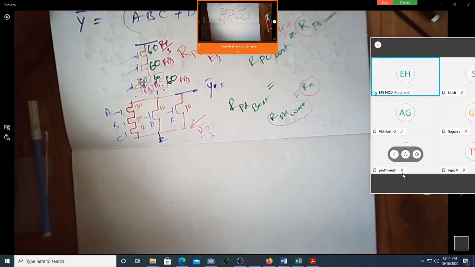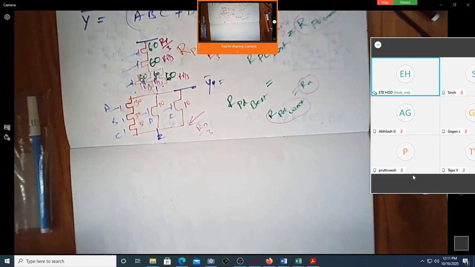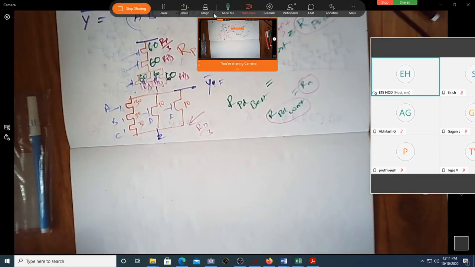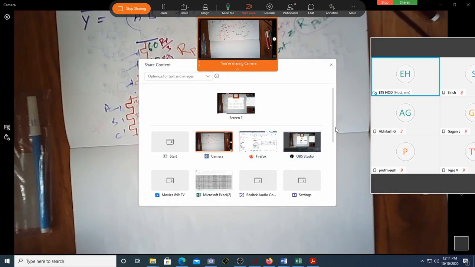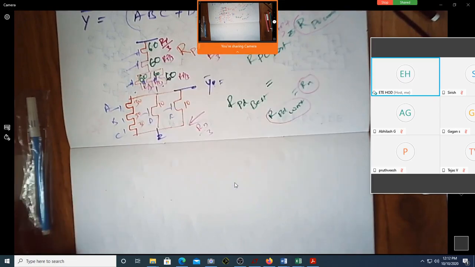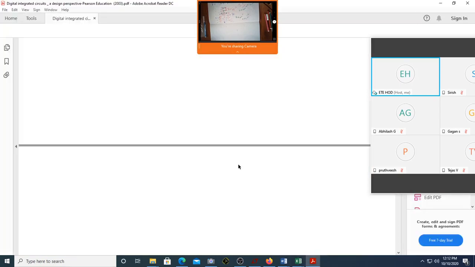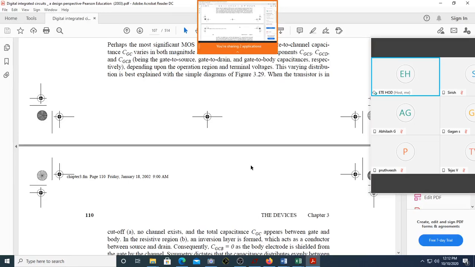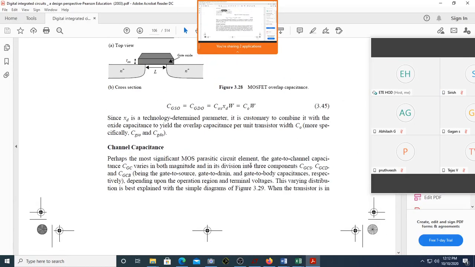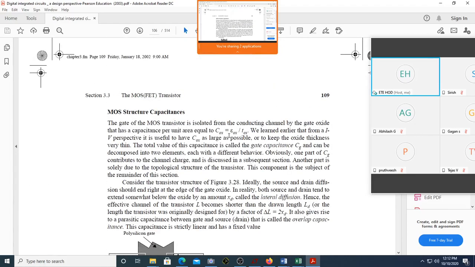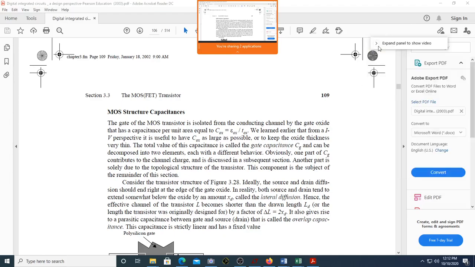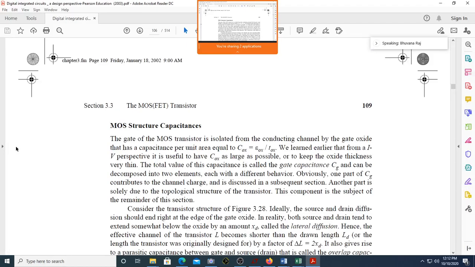Let me go to the next topic where we will be looking at the capacitances. Let me share the textbook with you. Okay, it's here. Yeah, now this. I'm just showing you the MOS structure capacitances. Is this visible? I think it's perfectly visible. Yes, sir. Okay, I'll make this also fine.